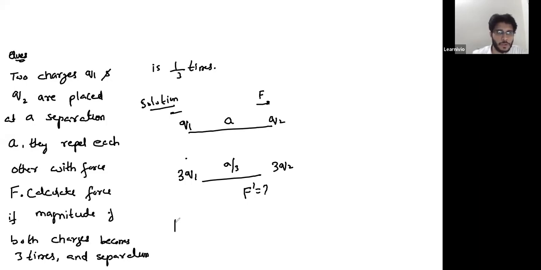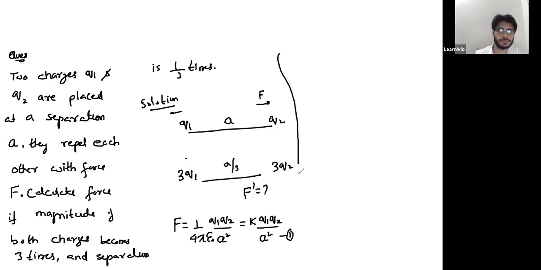So in the first case, your force is 1 over 4 pi epsilon naught, Q1, Q2 over A square. You can even write this as K, Q1, Q2 over A square. That's equation number 1.